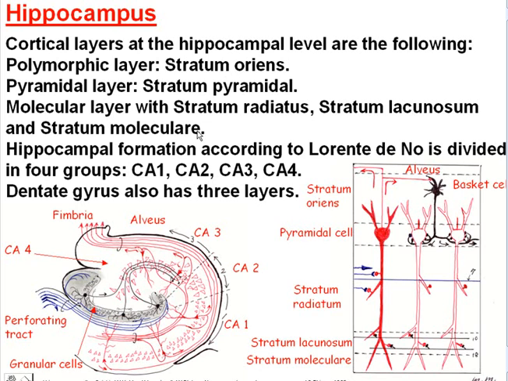The hippocampal formation, according to Lorente de No, is divided into 4 fields, called CA1, 2, 3, and 4, which is shown here. At the end of the subiculum, you can see CA1, 2, and 3, and then 4. Dentate gyrus also has 3 layers.